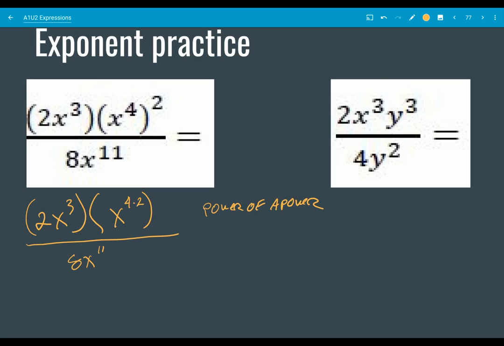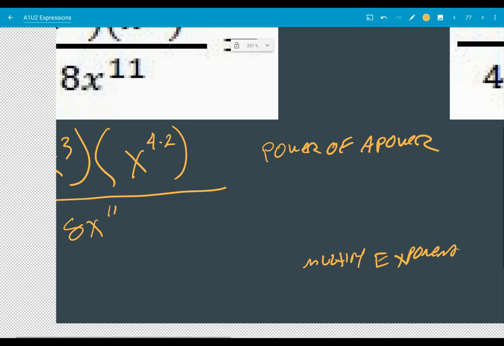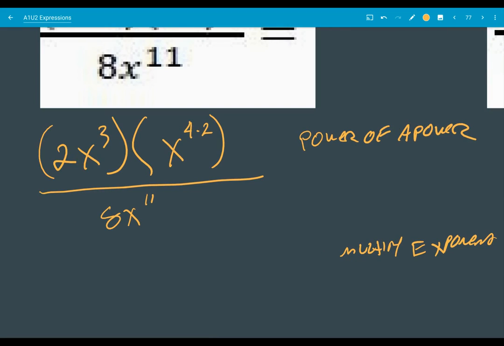So the next, we look at multiplying exponents, which says 2 times, the bases are the same, so it's x. We're going to add the exponents. So this is going to be 3 plus 8, because 4 times 2 gives us 8. So this is going to simplify to 2x to the 11th divided by 8x to the 11th.